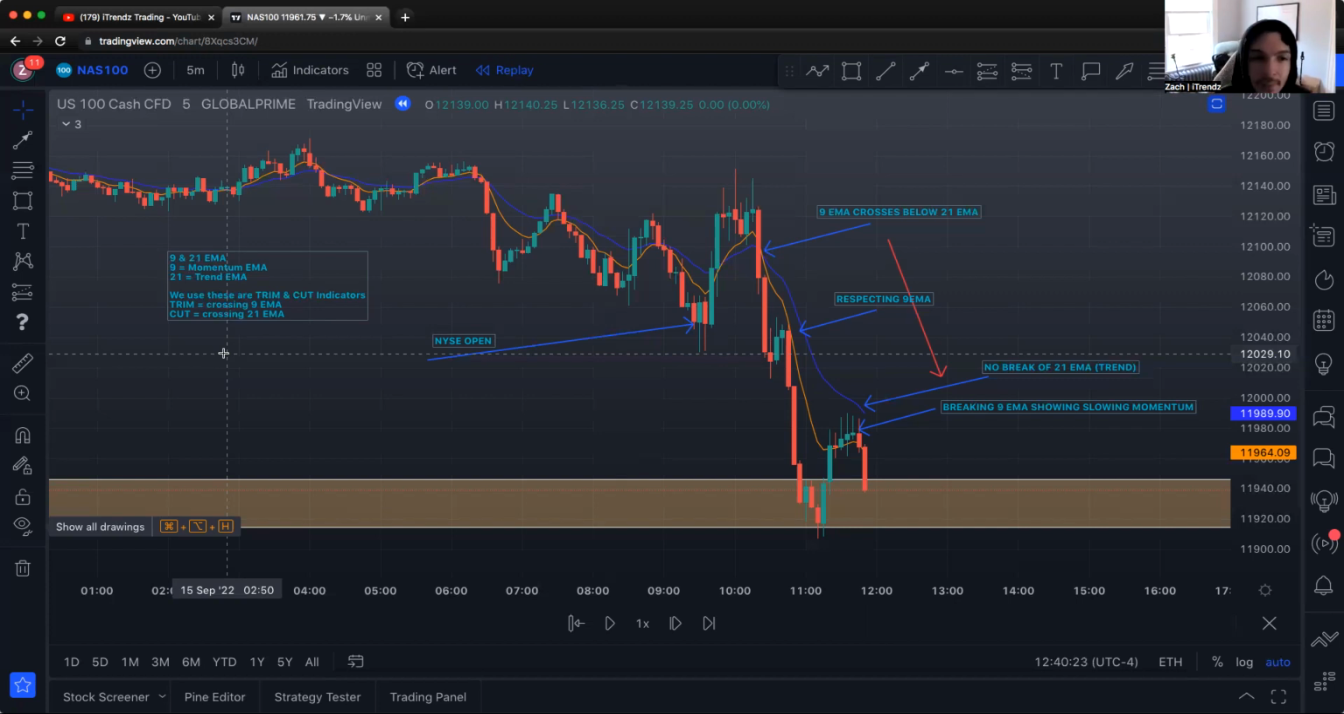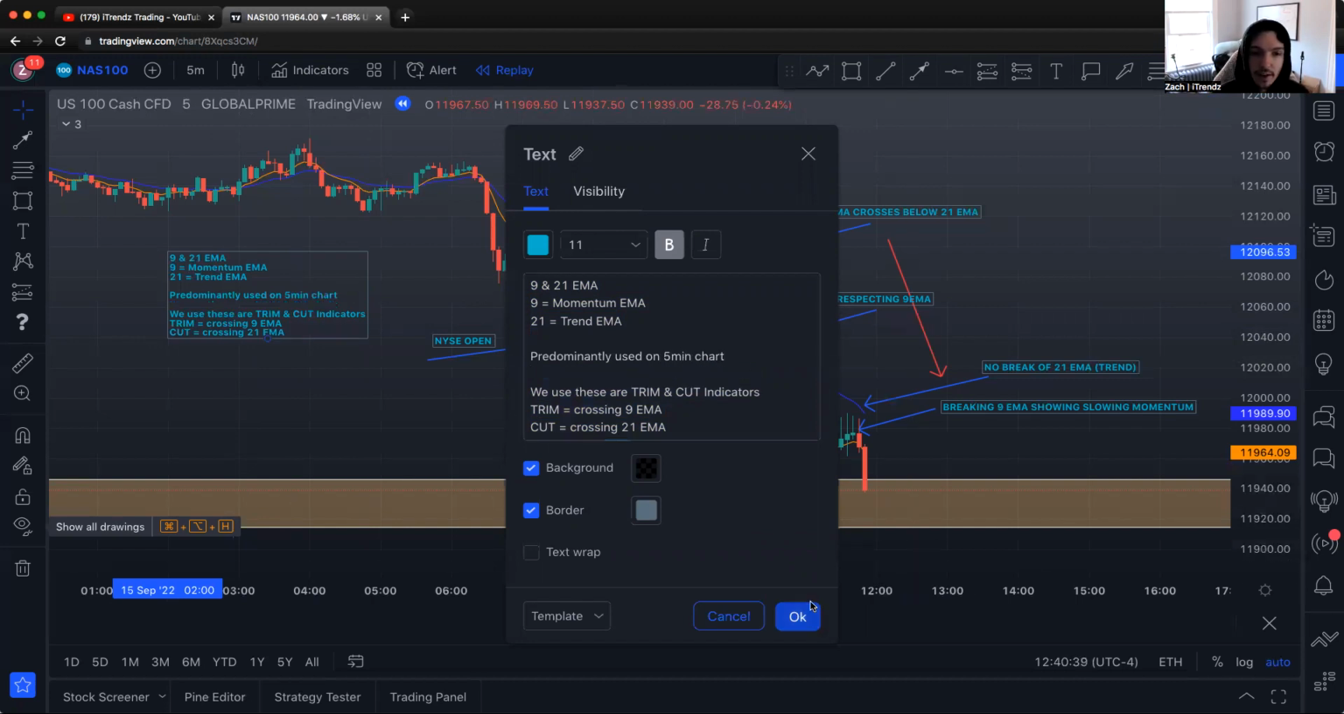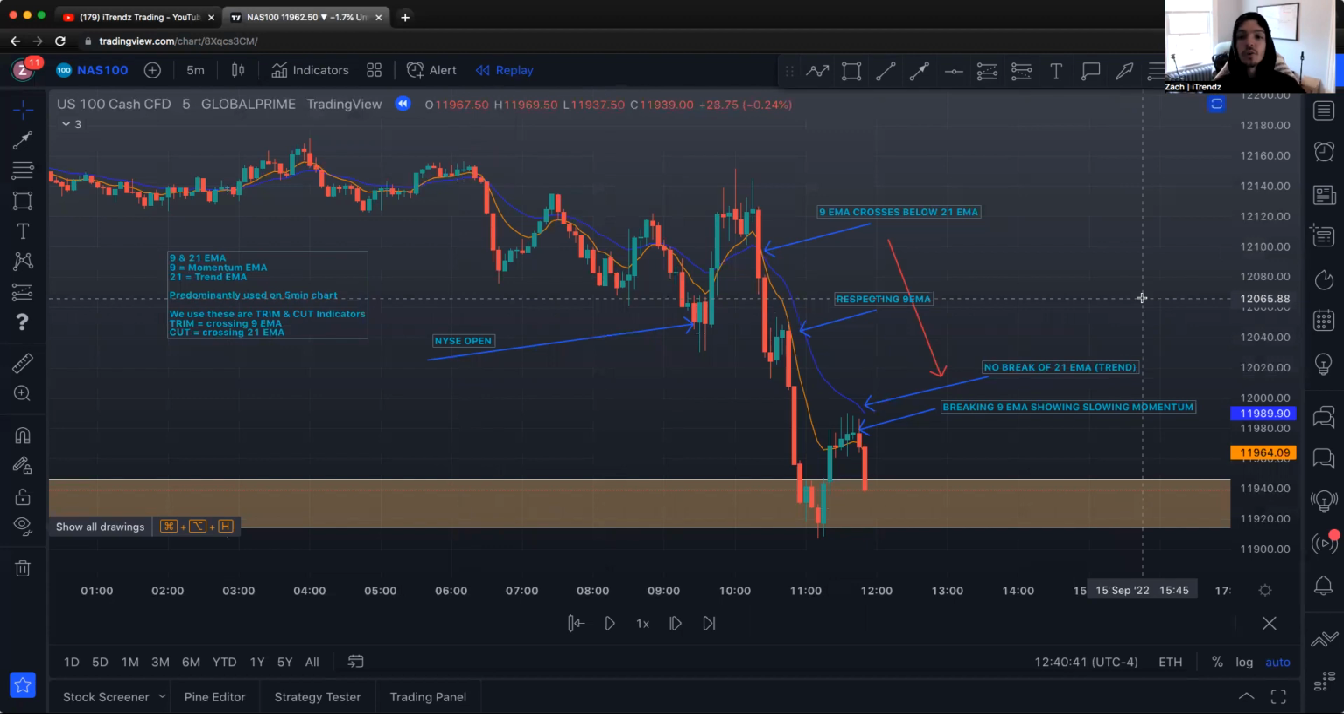So we're predominantly going to be using this on the 5-minute chart. Feel free to experiment on the larger charts, 15-minute and 1 hour, but this is predominantly going to be used on the 5-minute chart. So I'm going to actually just say predominantly used on 5-minute chart. Make sure that I put that in there so you guys can write that down as well. So we use this on the 5-minute chart when we are identifying our trades.